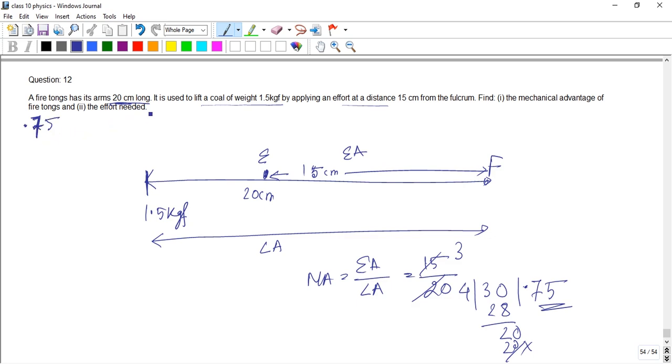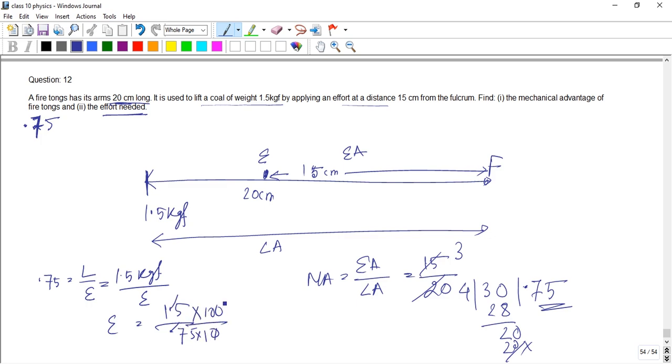Next, what is the effort needed? Very easy question. The mechanical advantage is 0.75, that is load over effort. The load is 1.5 kgf by effort. So effort equals 1.5 divided by 0.75, which is 2. So that is only 2 kgf. That's the answer.